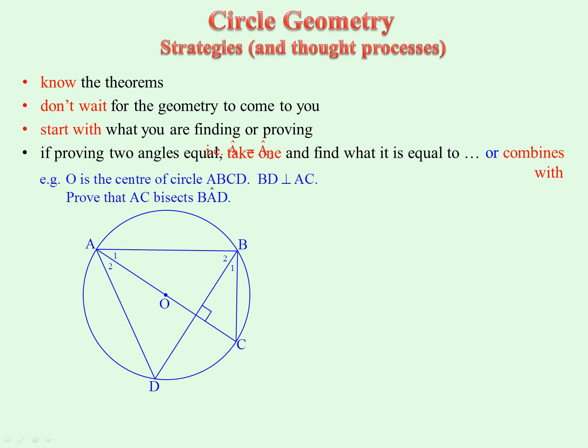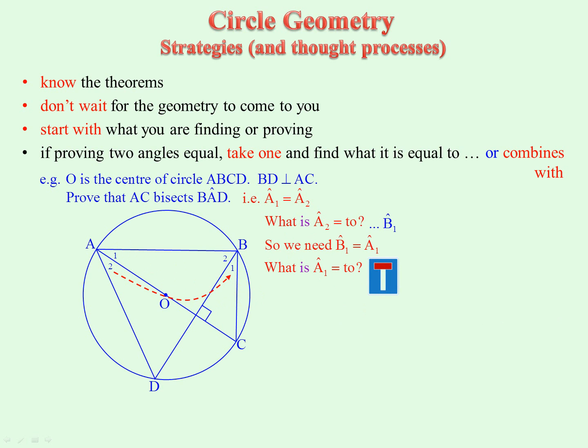So here we are. This here now, center of the circle, BD perpendicular to AC, there we are. We have to prove that AC bisects BAD. In other words, A1 equals A2. So we're going to start by saying, well, what is A2 equal to? B1. So we need B1 equal to A1. But in fact, if you said what is B1 equal to after that, what is A1 equal to, there's nothing they're equal to.